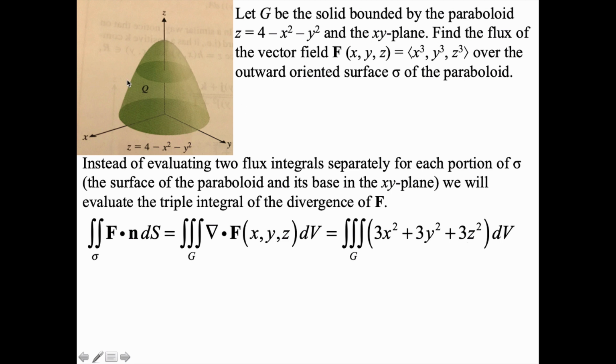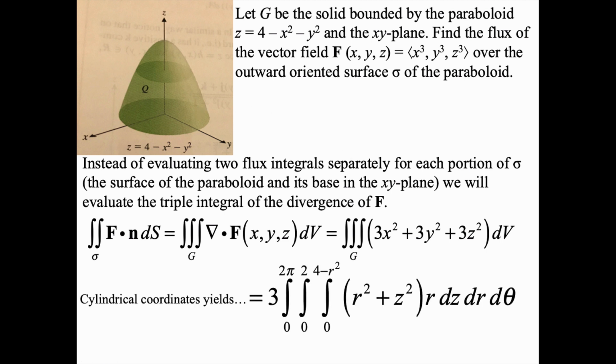Now, we don't have a spherical shape here. If you were thinking spherical, that's actually not the best way to go. Instead, we're going to use cylindrical coordinates in this example. The 3 can be factored outside the triple integral, and we change everything into cylindrical coordinates. Factoring out the 3, we're left with x squared plus y squared, which we know is r squared, and we have z squared. We just have to remember to put r dz dr d theta for the appropriate evaluation.